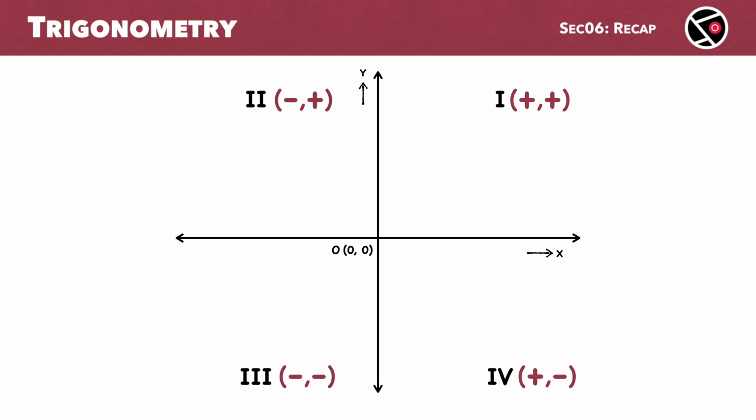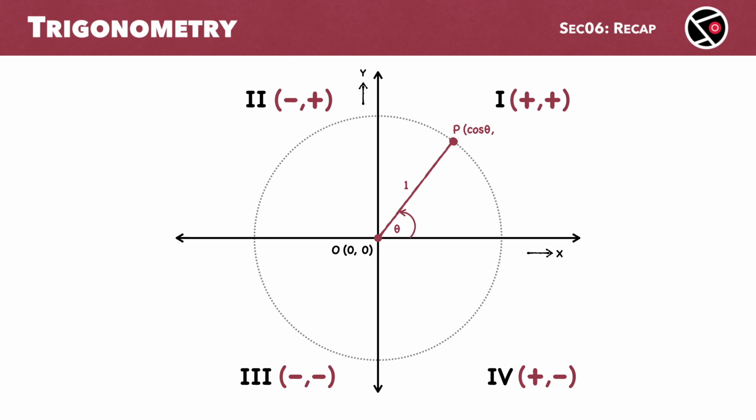A circle with its center at the origin and a radius of 1 is called a unit circle. For any point P on this unit circle at an angle theta from the positive x-axis, the x-coordinate is cos theta and the y-coordinate is sin theta.